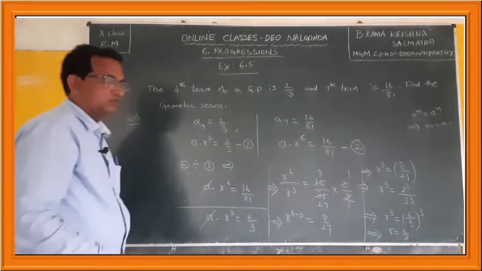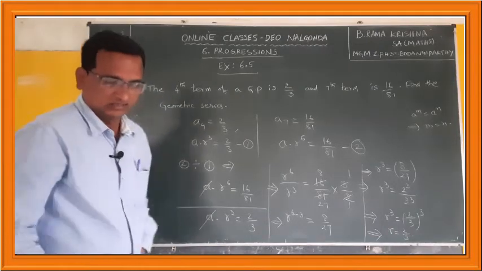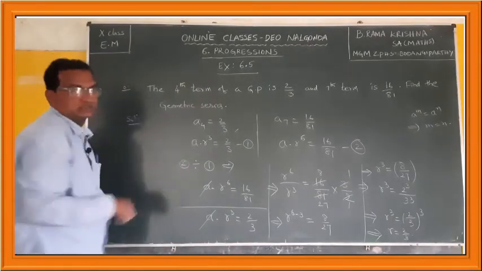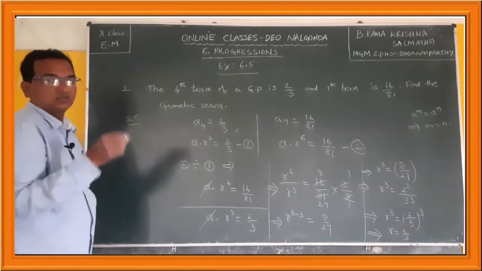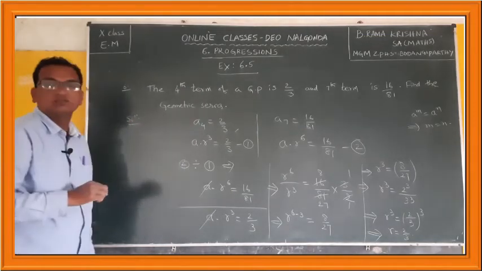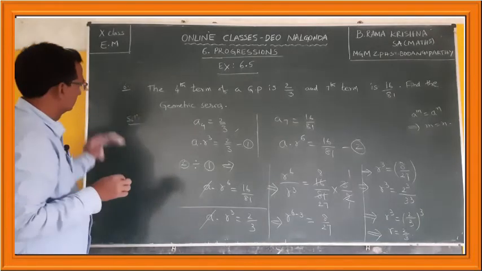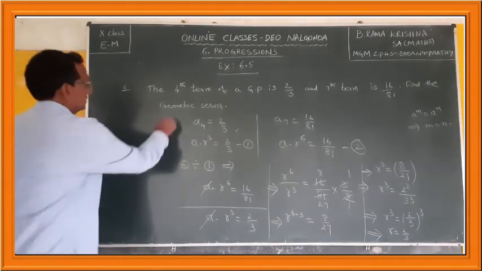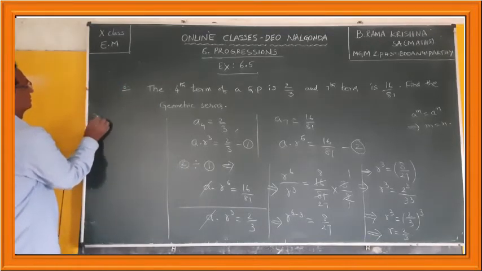In this way we can find out R. Now what is he asking us? He is asking us to find the geometric series, not only R. To find the geometric progression we require a first term and R. So you found R just now, and you have to calculate A by substituting in the first equation or second equation.